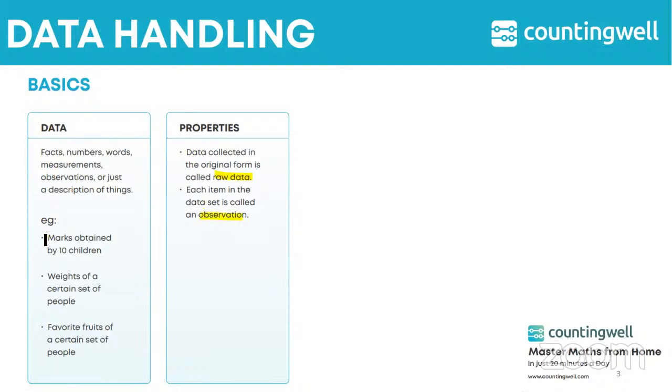So here you can see for the marks obtained by 10 children, suppose we have the marks obtained out of 20. So we have a set of marks, and the number of marks will be 10. So if we have 12, 15, 15, 16 and so on, like that we have 10 observations in that data set. In that case, each of those observations is a mark.